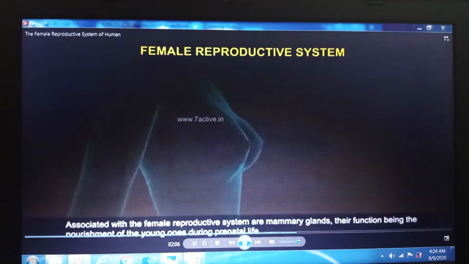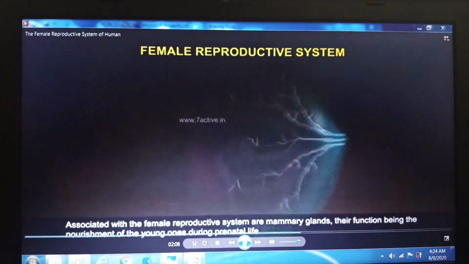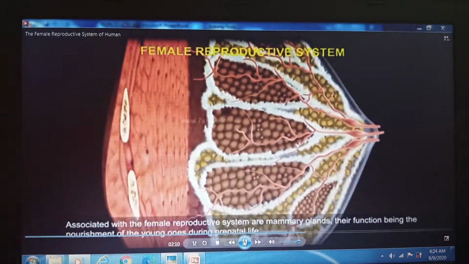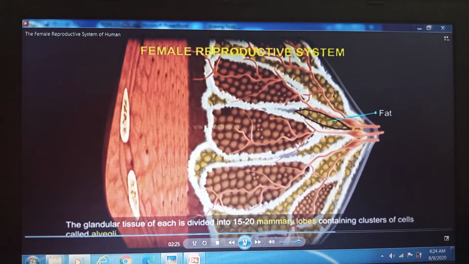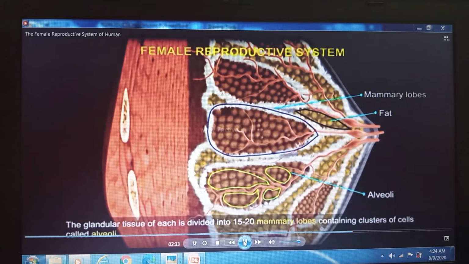Associated with the female reproductive system are mammary glands, their function being the nourishment of the young ones during postnatal life. The mammary glands are paired structures, breasts, that contain glandular tissue and variable amount of fat. The glandular tissue of each is divided into 15 to 20 mammary lobes containing clusters of cells called alveoli.